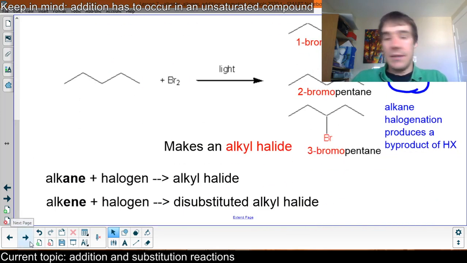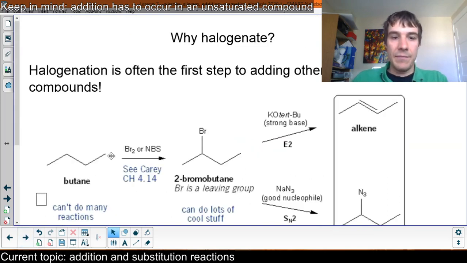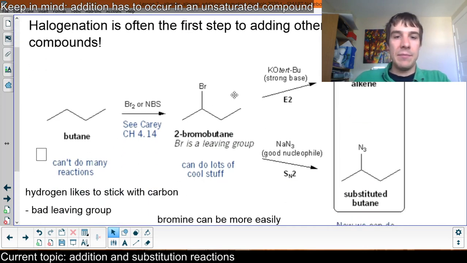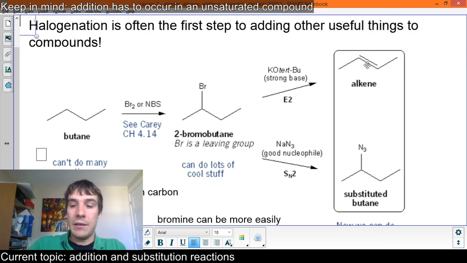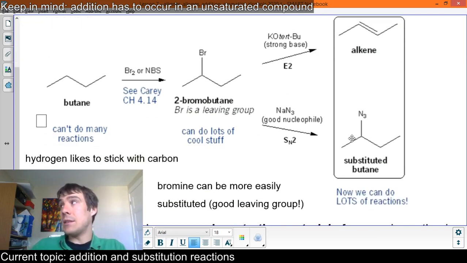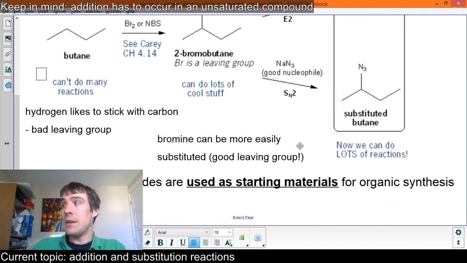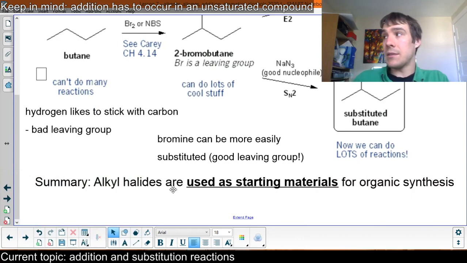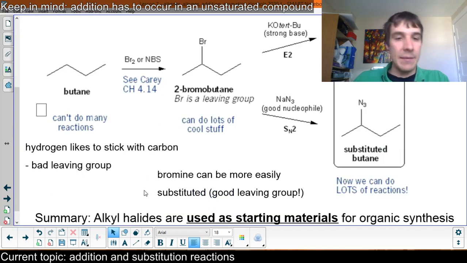Okay, now into a really fun part. Well, actually, let's explain some schemes here. Why do we halogenate? Well, it's the first step to adding other compounds because for bromine, for example, other things can come in and kick out the bromine now. So you can take a butane, turn it into a bromobutane, then you can kick out the bromine and maybe install a double bond there, and double bonds can do cool stuff. Or you can install something else like an azide, and now you can do a bunch of different reactions. So yeah, alkyl halides are really good starting materials. That's a little practical chemistry for you.